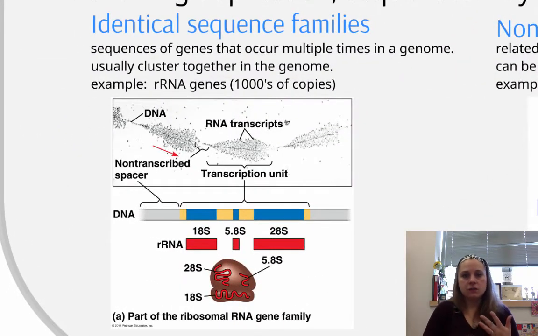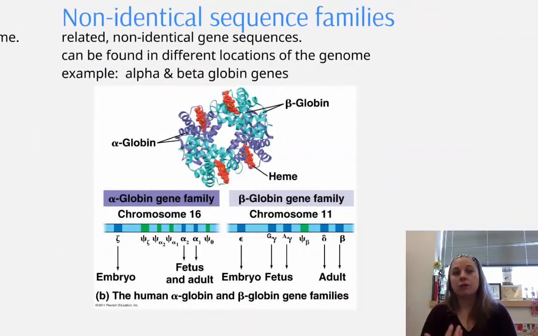You can have identical sequence families, genes that occur multiple times in a genome. They're usually clustered together. rRNA does this, okay? We have tons of copies of rRNA because we need to make a lot of ribosomes. So that's pretty normal to have that part that's going to create the 2 components that build up a ribosome. And this is pretty consistent critter to critter to critter, because we all need ribosomes, right? Every living organism does, and they're all really similar.